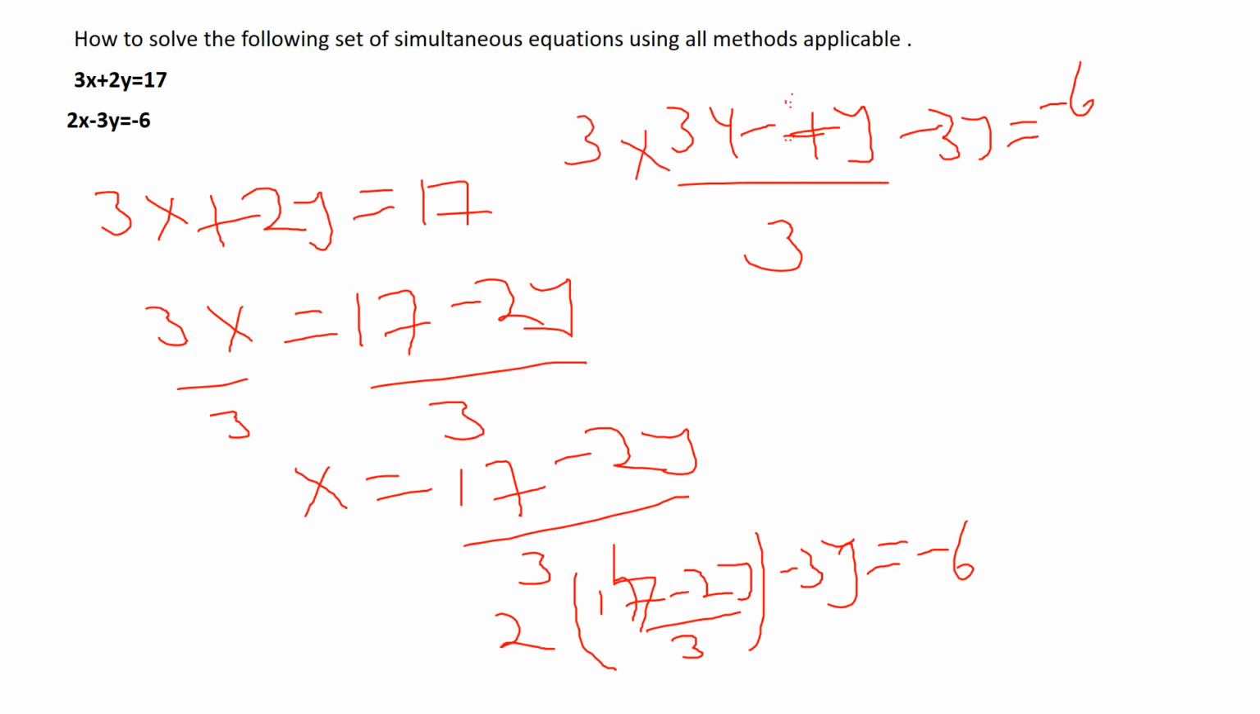On this side, I also multiply this by 3, and I also multiply this by 3. So that in this case, I get my answer being 3 multiplied, this cancels with this, so I'll be left there with 34, then minus 34 minus 4y, then minus 9y is equals to negative 18.